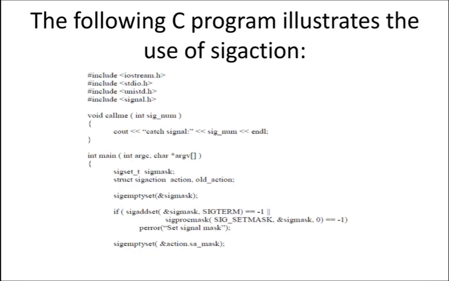The following C program illustrates the use of sigaction. You can see here that I used the header files unistd.h and signal.h. You are using a function call_me. What is the argument for the call_me function? The signal number, because if you want to catch a particular signal, you need a signal number, because the signal number will act as the address. That's why, to catch the signal, you need a signal number.